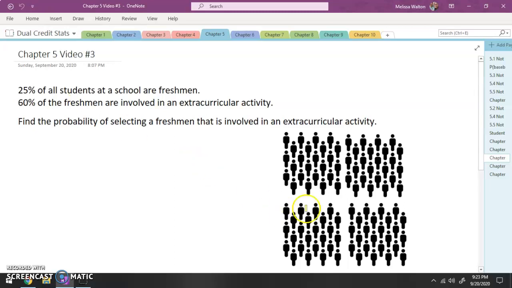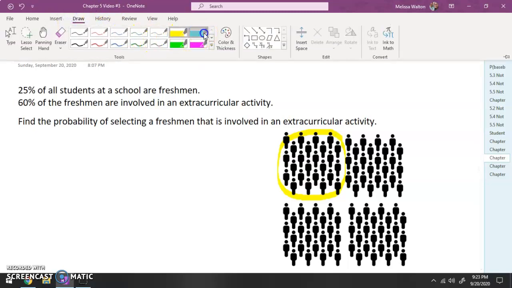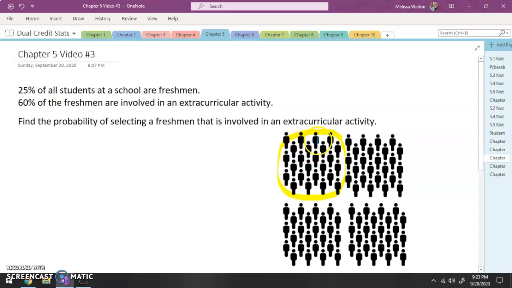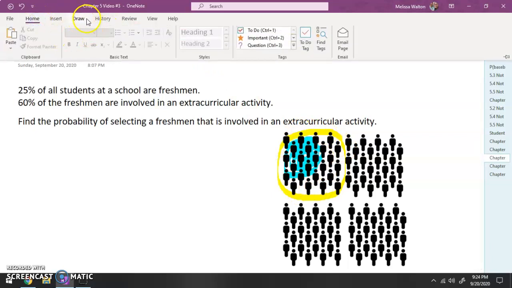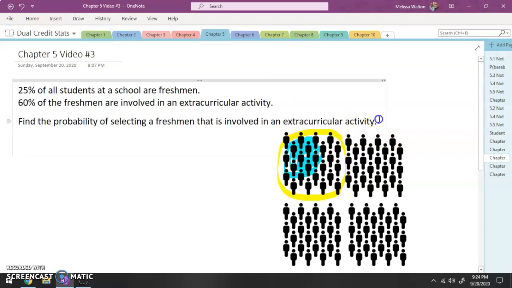So looking at this, let's say this is the population of high school students. Well, I know that about 25% of them are freshmen, and out of that 25%, I'm just guesstimating here, I know that about 60% of them are involved in an extracurricular. So I have two things going on. First off, my first event, I need to make sure that I'm selecting a freshman, 25%. And out of that 25%, 60% of them are involved in an extracurricular. So here is the setup for this problem.